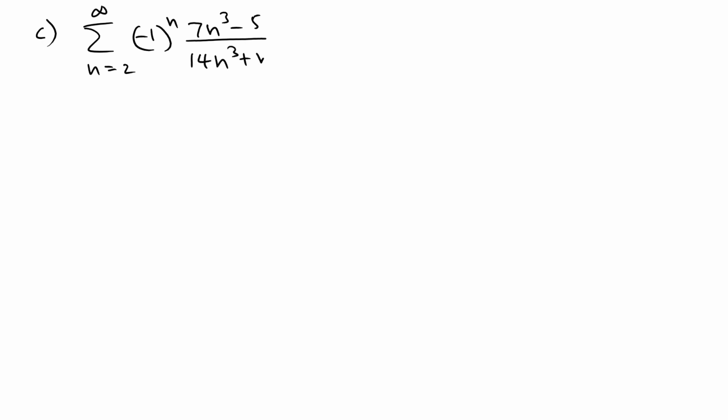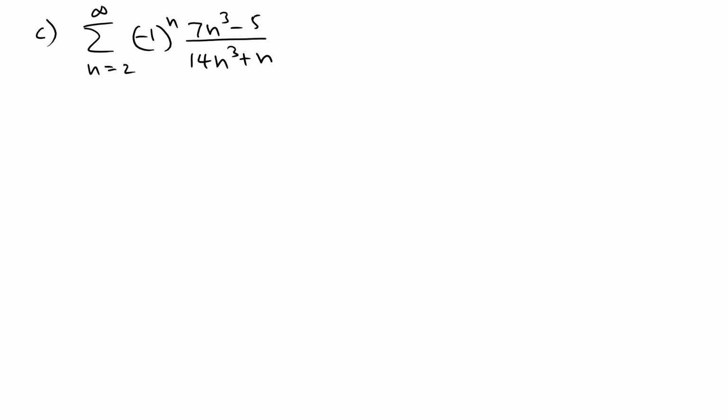Part C. In part C, we have n going from 2 to infinity, of negative 1 to the n. It doesn't really matter what value you start with unless you need to find the sum. If you do not need the sum, it doesn't matter what value you start with. Okay, so let's say this is the one you have.